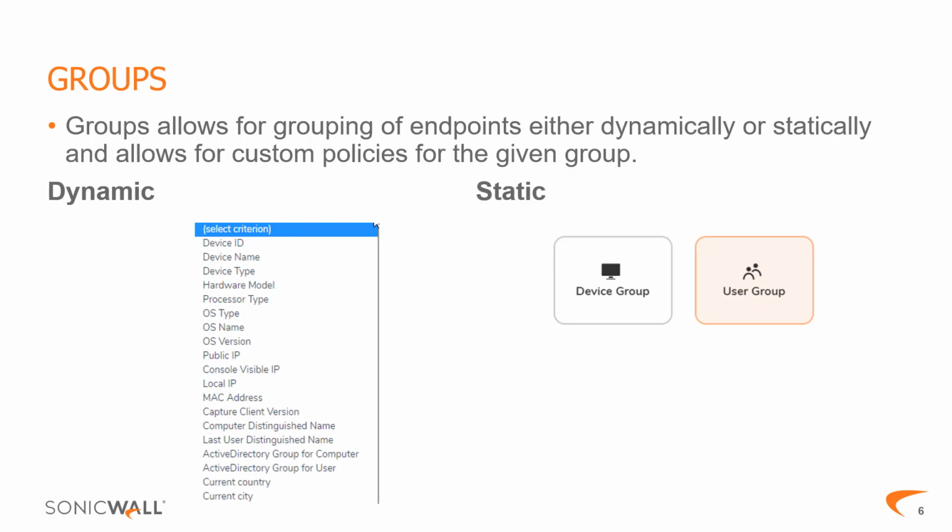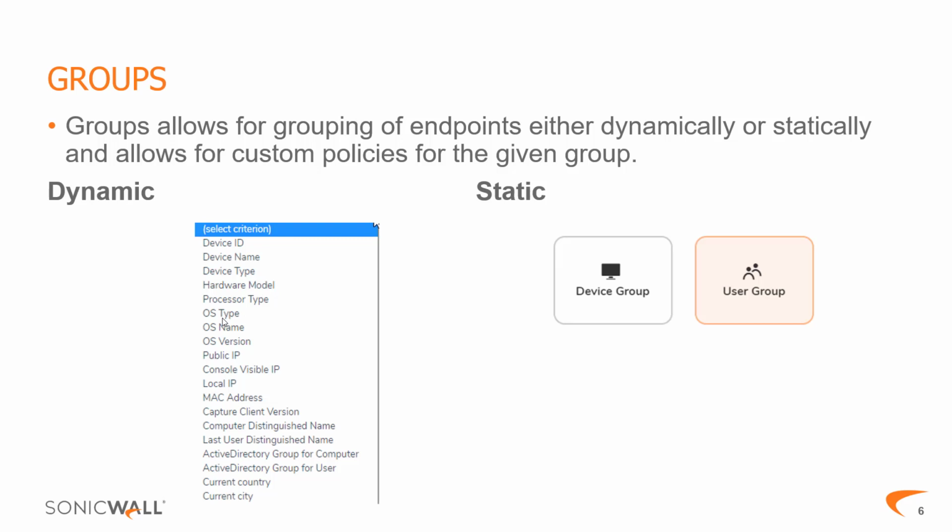All right. So as you can see here, I kind of already mentioned that you can create either a dynamic or a static group, and it allows you to then have a custom policy set for that given group, right? And you can see there's quite a few items that you can use to create a dynamic group. One of the obvious ones would be OS type, right? So I can say if the OS type is Windows or Windows Server or Linux or Mac, that would essentially create that dynamic policy set for the given group, right?